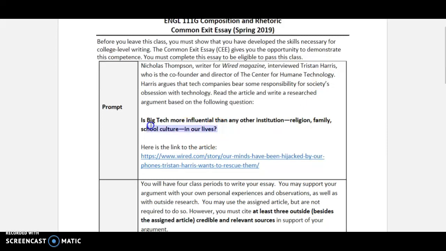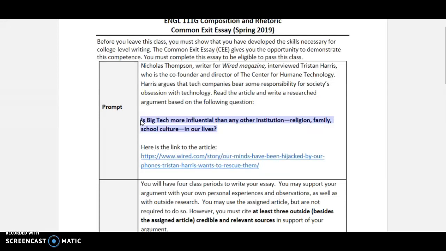So here is your prompt. Is big tech more influential than any other institution, religion, family, school culture in our lives? So the question is, is technology more influential than any other institution?